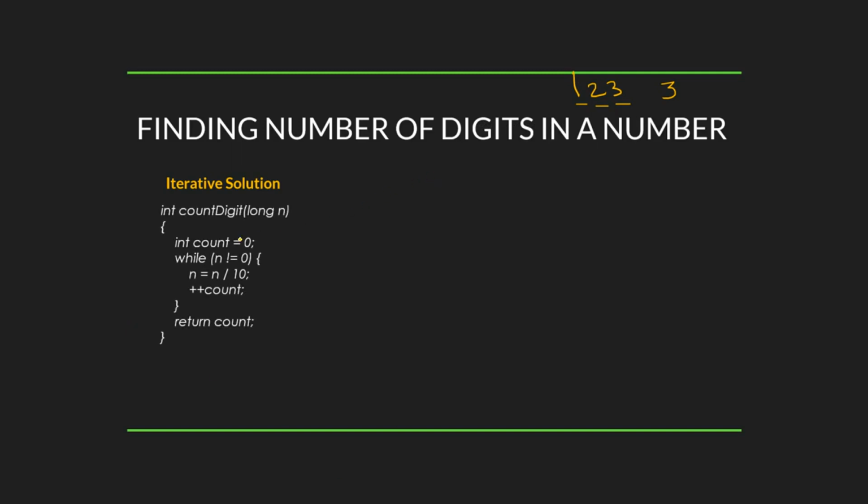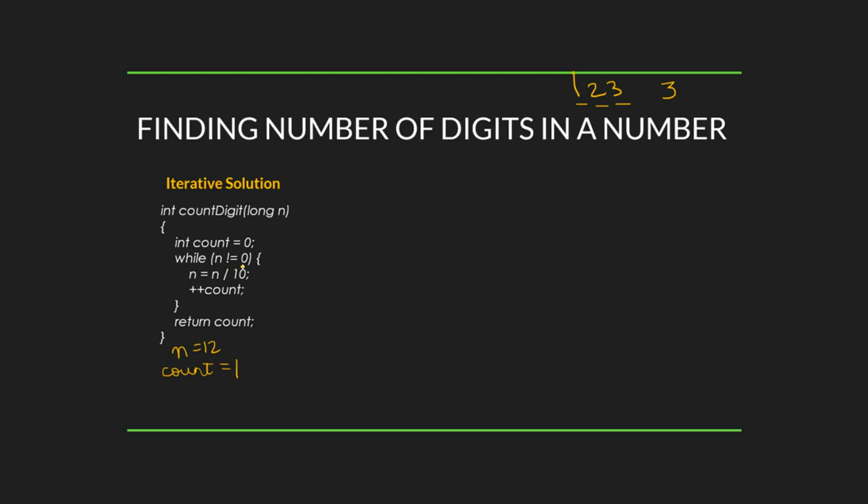So we have the count variable which stores our answer. Let's say that n is equal to 123. Since n is not 0, we enter the while loop and set n to n by 10. So n will become 12. After that we increment count. So count will become 1.